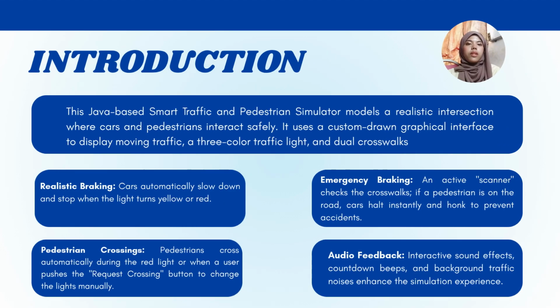This is a Java-based smart traffic and pedestrian simulator that models how cars and pedestrians interact with traffic at an intersection. We use Java Swing to build this project, and it includes a few key features. First is realistic braking. This means cars automatically slow down and stop when the light turns yellow or red. Second, pedestrian safety. The code actively checks the crosswalk. If a pedestrian is on the road, cars will stop instantly to avoid an accident.